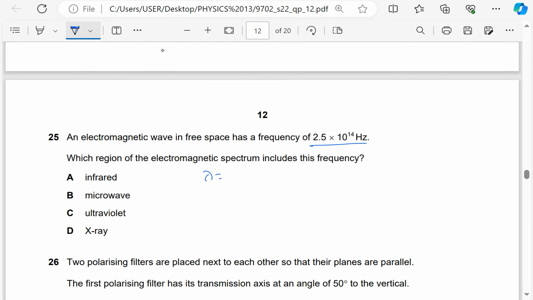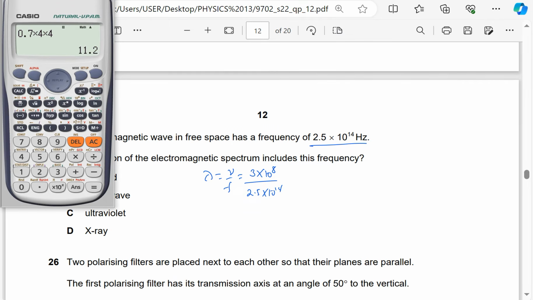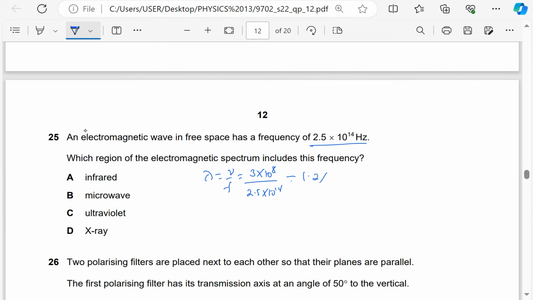So wavelength is equal to V over F. V is 3 times 10 to the power of 8, divided by F, which is 2.5 times 10 to the power of 14. That is 1.2 times 10 to the power of minus 6 meters. That is the wavelength. Of course, this is just on the other side after the visible spectrum.